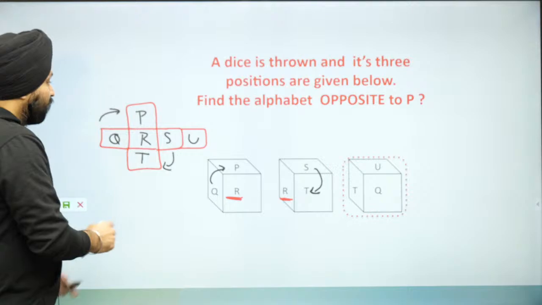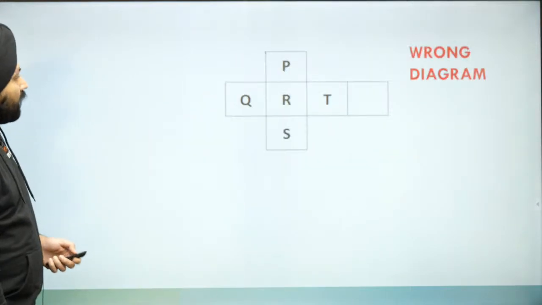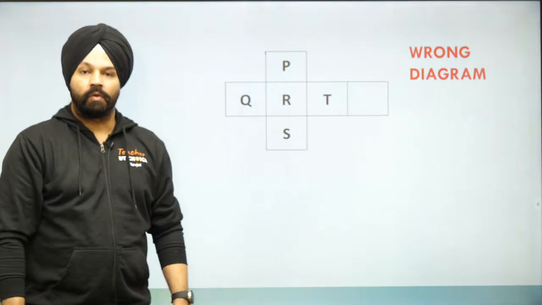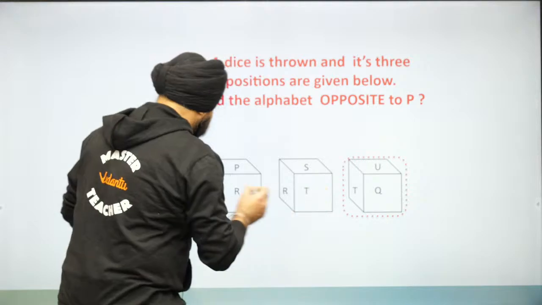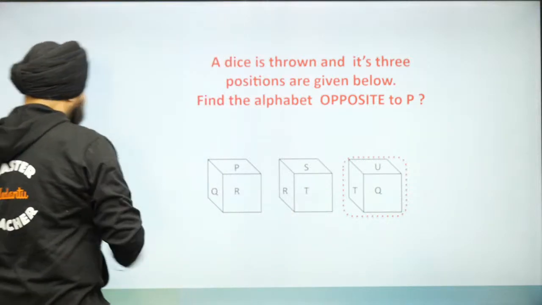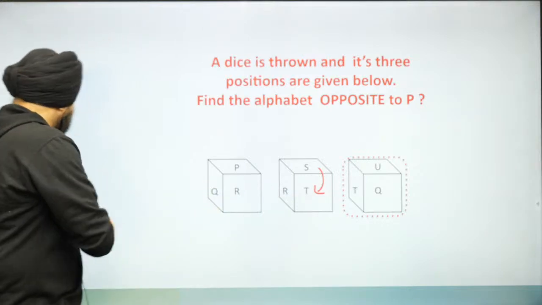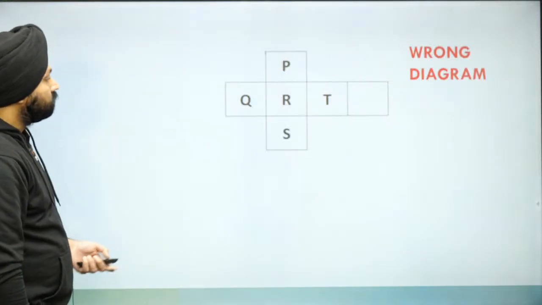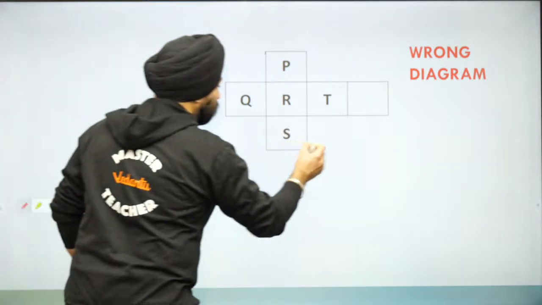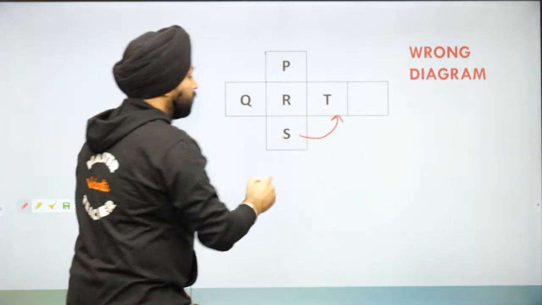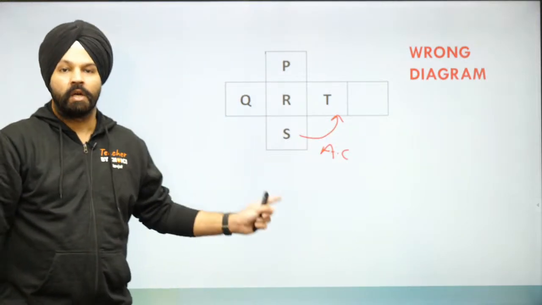But if instead of drawing a diagram like this, I would be drawing a diagram like this. Now what is the difference? If you see here from S to T, you are moving in the clockwise direction. Whereas in this diagram, you are going in the anti-clockwise direction, which is wrong. So this diagram is wrong.